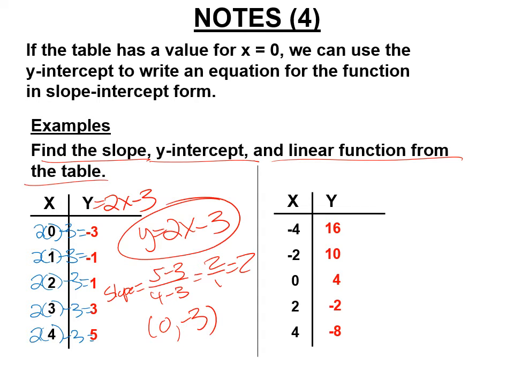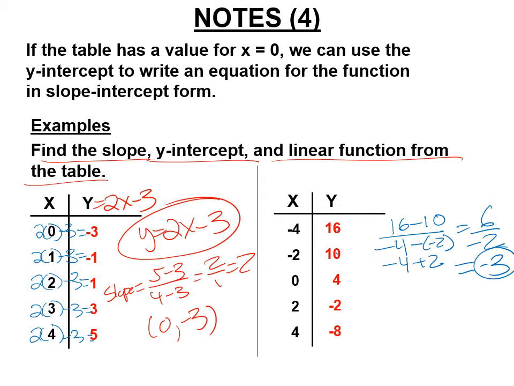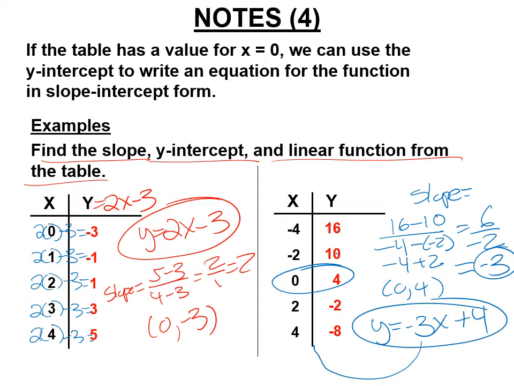Let's try it again. Let's find the slope. All right, I'm going to do 16 minus 10. If I do that, though, I've got to do negative 4 minus negative 2. So I get 6 on the top, negative 4 plus 2 on the bottom, which is negative 2. I get a slope of negative 3. What's the y-intercept? There it is, (0, 4). So what equation must have made this? y equals negative 3x plus 4. That made every single one of those 5 combinations.